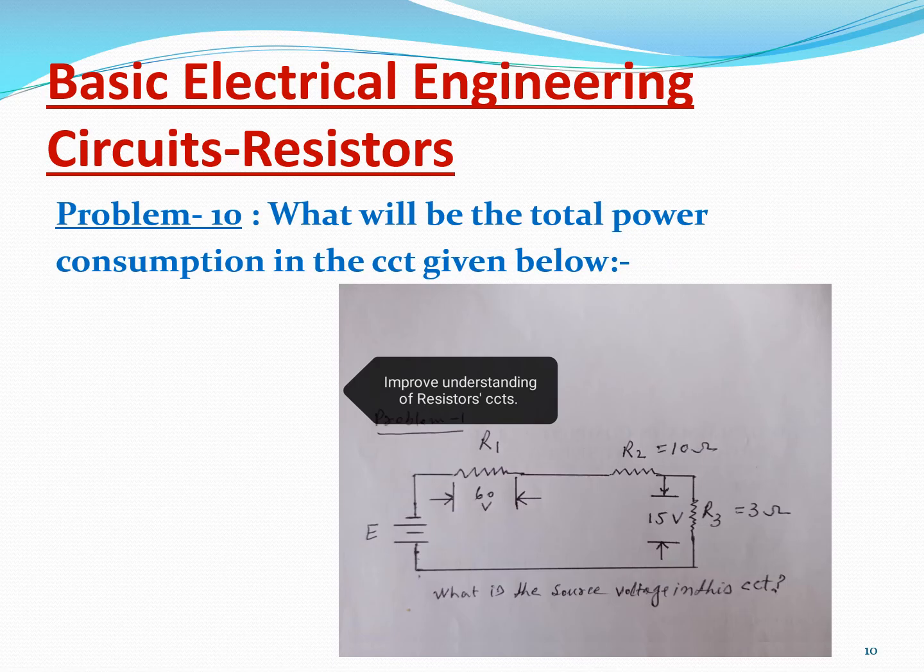And last question, which is question 10. What will be the total power consumption in the circuit given below. Obviously we had already calculated the voltage, that is 125 volt, and current is 5 amperes. So if you multiply these two, P is equal to V into I, so that will be 625 watt.